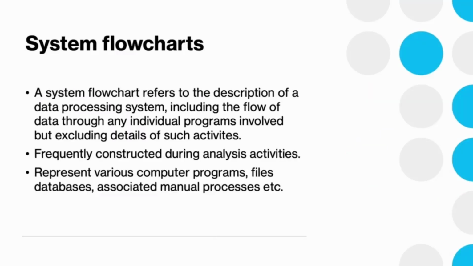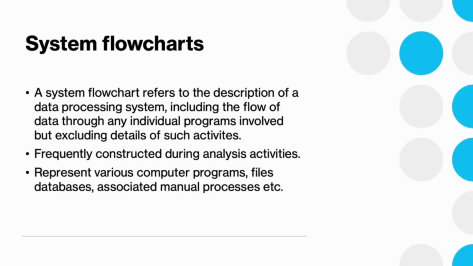System flowcharts are the most commonly used illustrations used in IB, and they refer to the description of a data processing system, including the flow of data through any individual programs involved, but excluding details of such activities. They are frequently constructed during analysis activities or during the design phase. They represent various computer programs, files, databases, associated manual processes, etc.